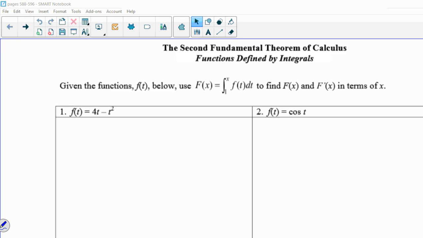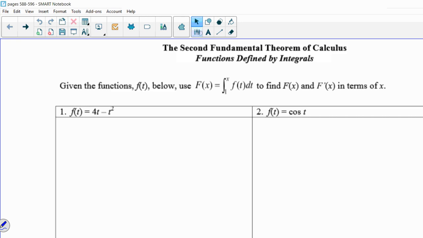This first lesson is something that I taught you in the last unit, at least to the degree that you needed to know it then. So at least the first part of this ought to be real easy for you. The second fundamental theorem of calculus. Given the functions f of t below, use big F of x equals the integral from 1 to x of f of t dt to find big F of x and big F prime of x in terms of x.